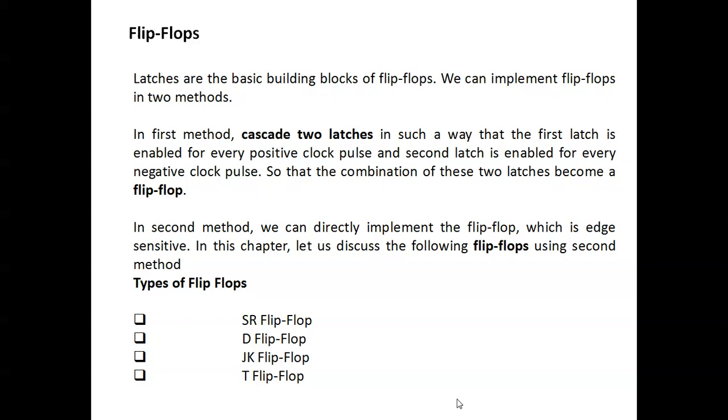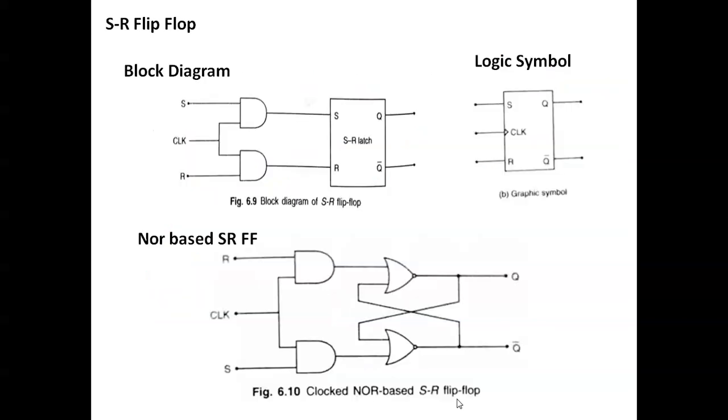So there are types of flip flop: SR flip flop, D flip flop, JK flip flop, T flip flop. Okay, so SR flip flop, we know that, is the set and reset flip flop. So this is the basic block diagram for SR flip flop. So set, reset, and there is a clock. If there is a clock, then that is a flip flop. So this is the logic symbol for SR flip flop.